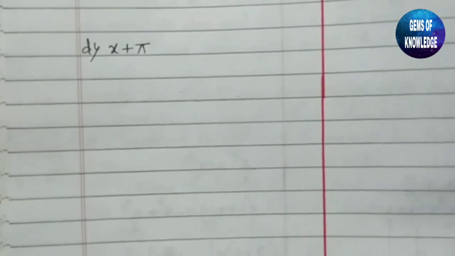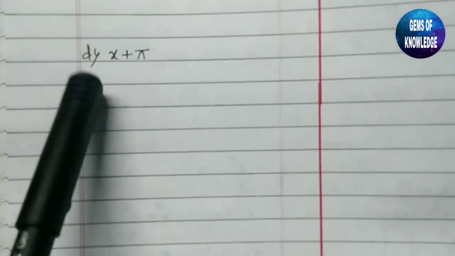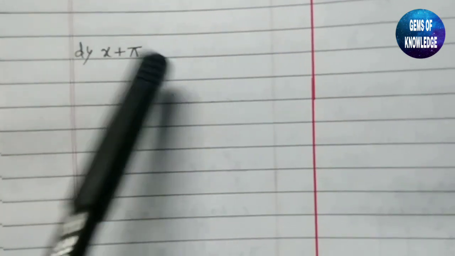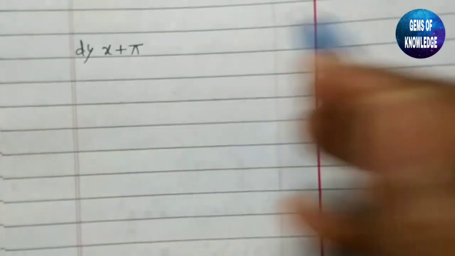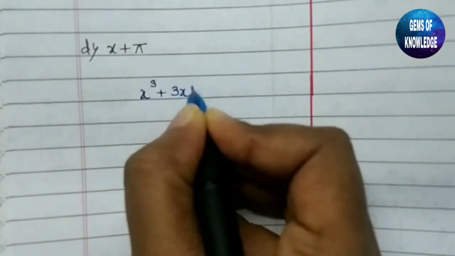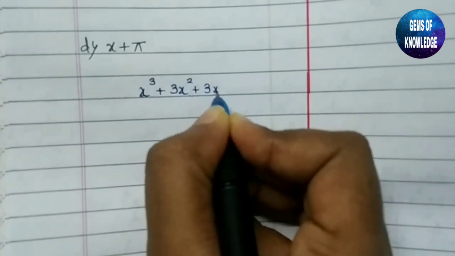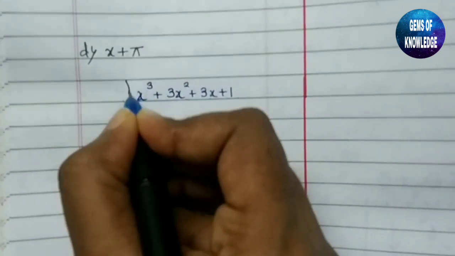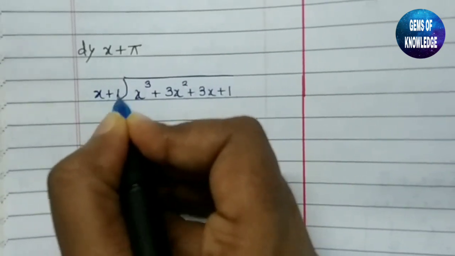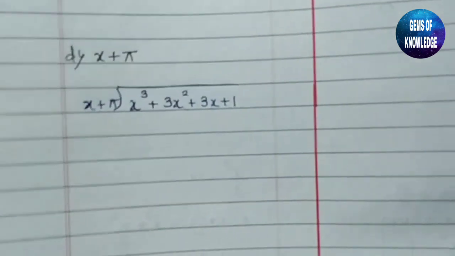Okay, so next question you can see D1. D1 is given as x plus pi and this should be divided with the same polynomial, that is x cube plus 3x square plus 3x plus 1. Okay, so this is the polynomial and it should be divided by this x plus pi.